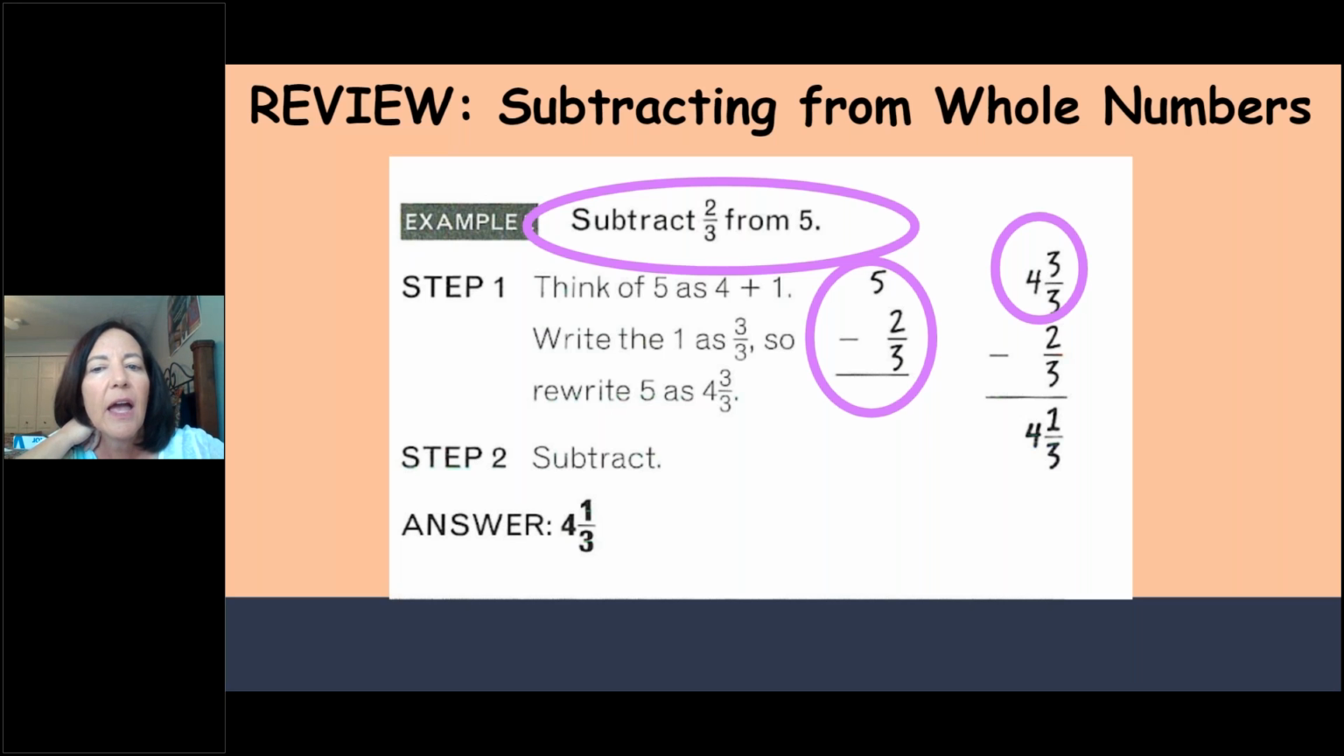We need a fraction. So we need to divide the number 5 into a whole number that is put together with a fraction. We have to do that so that we have a way to subtract the fraction of 2/3. This was that practice page we did a few minutes ago. We rewrote 5 as how many thirds, and we could have rewritten it as 4 3/3. So now that it's rewritten, we subtract 2/3, and our answer is 4 1/3.